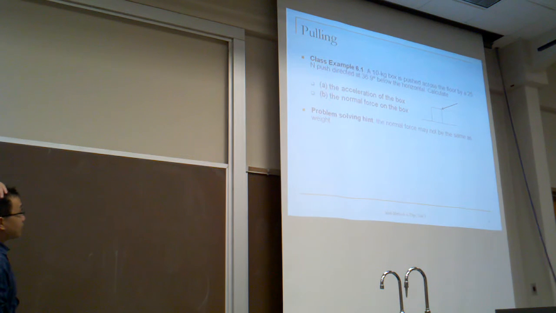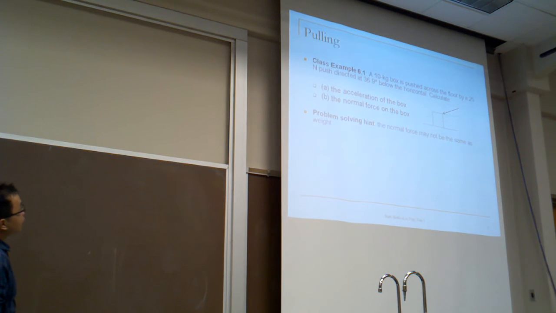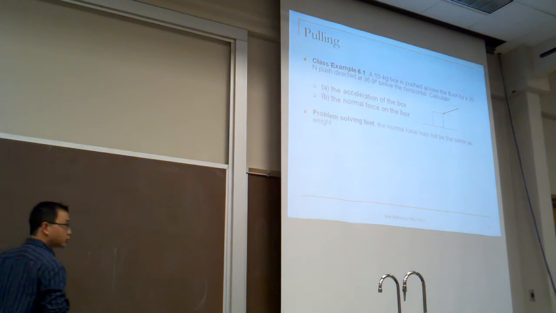Now, a 10 kilogram box is pushed across the floor by a 25 Newton push directed 36.9 degrees below the horizontal. You want to calculate the acceleration of the box and the normal force on the box. So here, the problem solving point is that the normal force may not be the same as the weight. So never try to write down N equals mg. This is definitely a wrong equation.